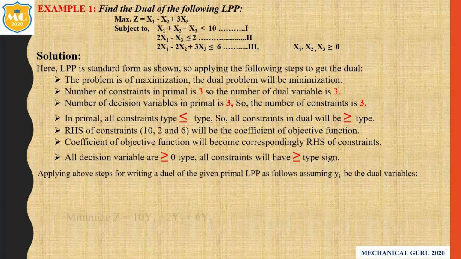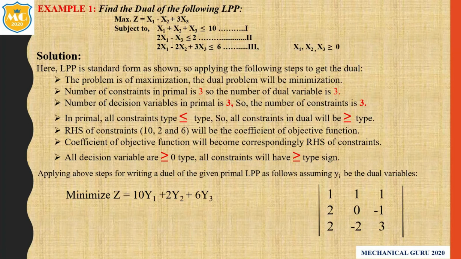So first we convert the problem. Here, as per the steps, maximization becomes minimization. So minimize z is equal to the right hand side of the constraints as our objective function. So minimize z is equal to 10y1 plus 2y2 plus 6y3. It's very simple. Now I will show you some important tricks, the easiest method to solve the dual problem without any mistake.